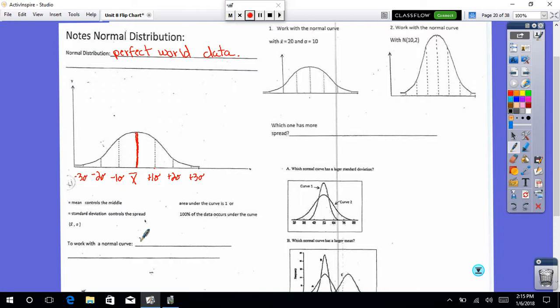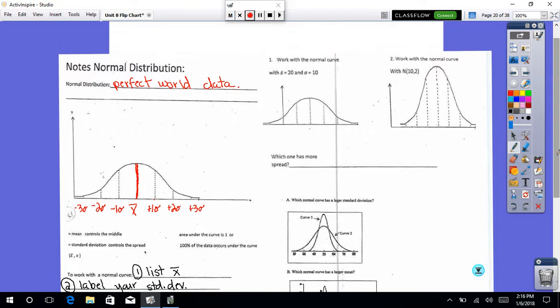So to work with a normal curve, go ahead and put this. Step 1, list the mean. Step 2 is going to be to label your standard deviations, which I said I'm going to abbreviate like this because I'm lazy and don't want to write it out. Step 3, we are going to label our percentages, which you will see in just a second. We're actually going to do that on the next page.